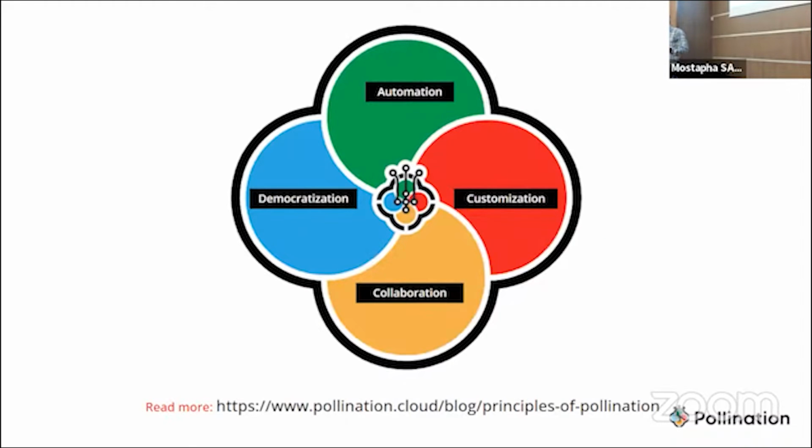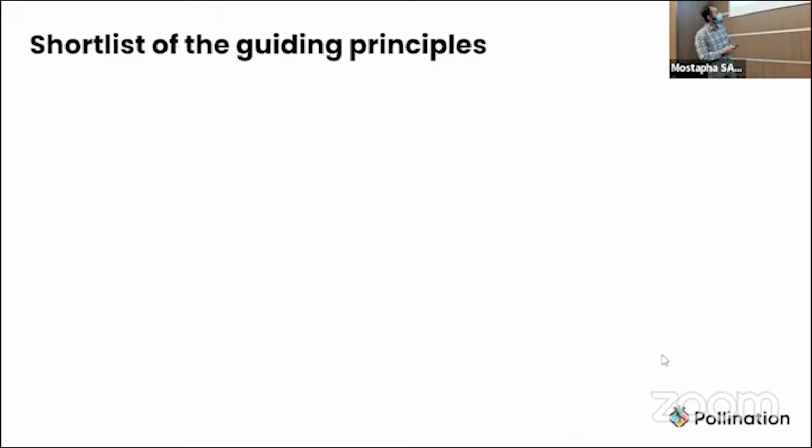But this is a very hard decision, especially for a small company. How do you make those decisions? I think we have 4 values: automation, customization, collaboration, and democratization. There is a link here that you cannot see, which is principles of Pollination, if you want to find it online and read more. But I'm going to go over some basic ones.